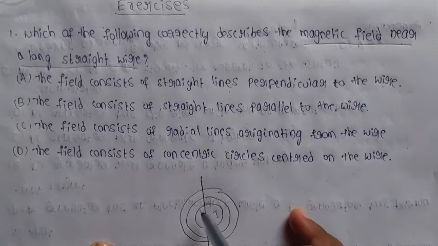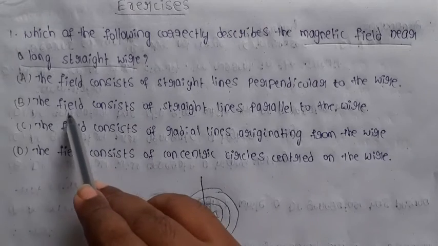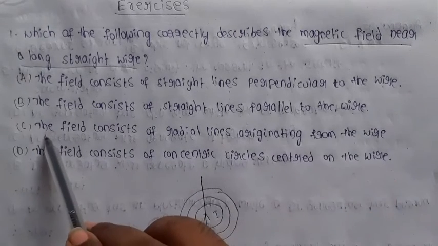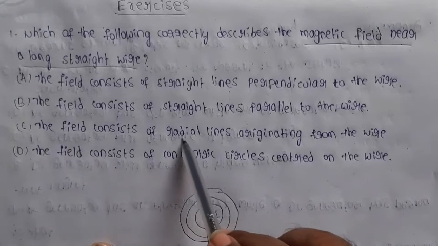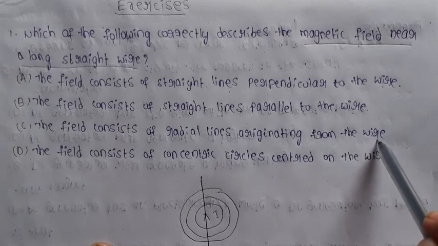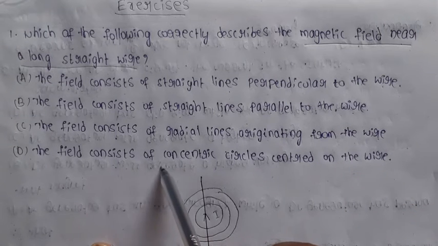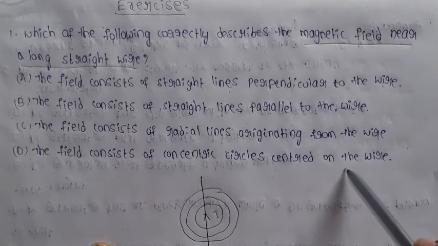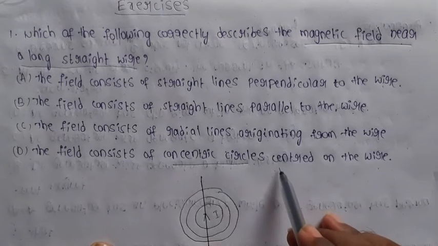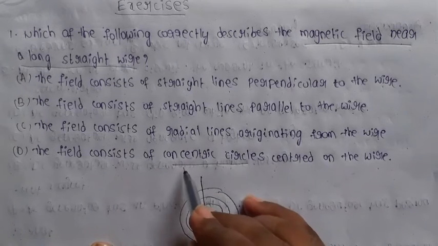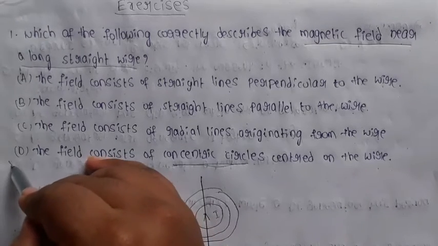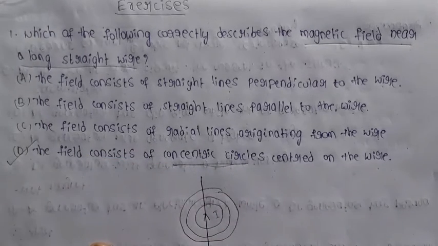No, here magnetic fields are concentric circles. Field consists of straight lines parallel to the wire. Third one, the field consists of radial lines originating from the wire. This is also a wrong option. The field consists of concentric circles centered on the wire. So here the circles are concentric circles centered on the wire. So option D is the correct answer.